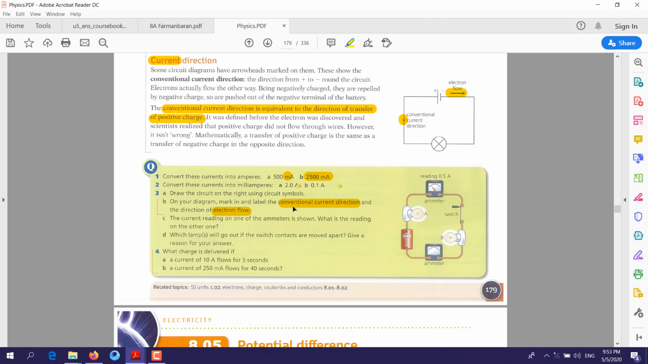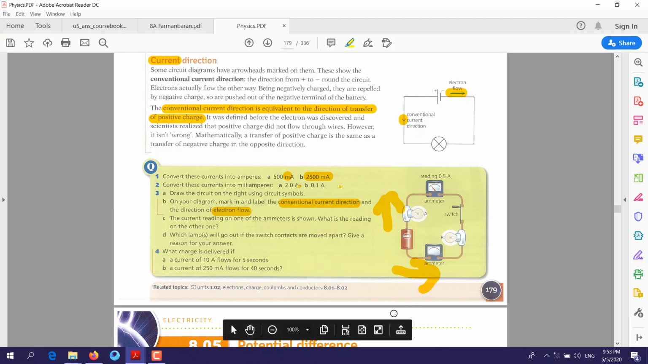Now, let's start with conventional current. Conventional current, we said always it's from positive to the negative. So the arrow for the conventional current will be in this direction. But if you come to electron flow, electrons are negatively charged. So you will start from the negative terminal, the negative end. So the direction will be this direction, from negative to the positive.